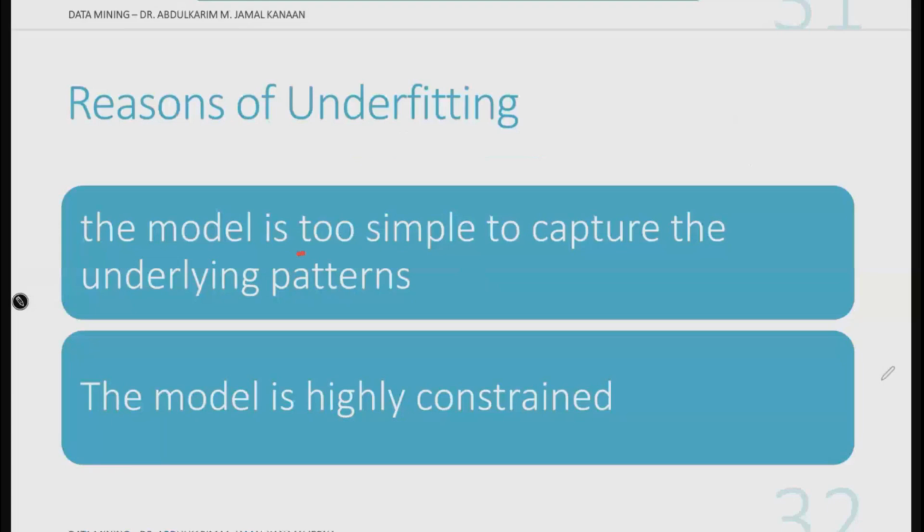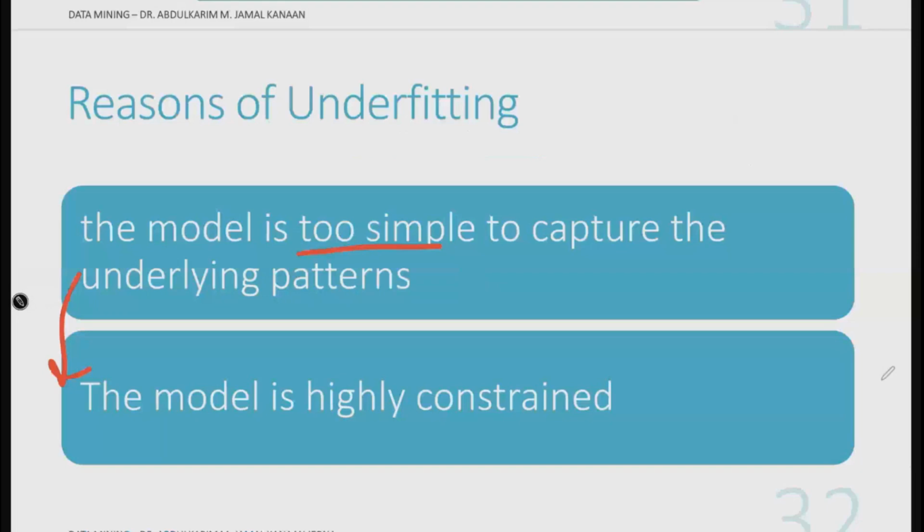Or maybe the model is not the problem. The model maybe has the capacity to be mature, or can understand complex problems. But I put too many constraints on the model. Later we will understand what we mean by constraint.